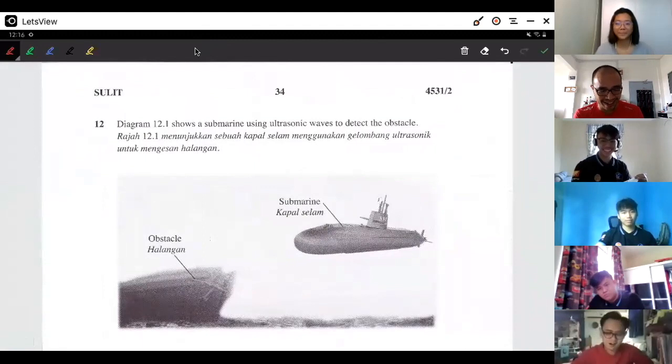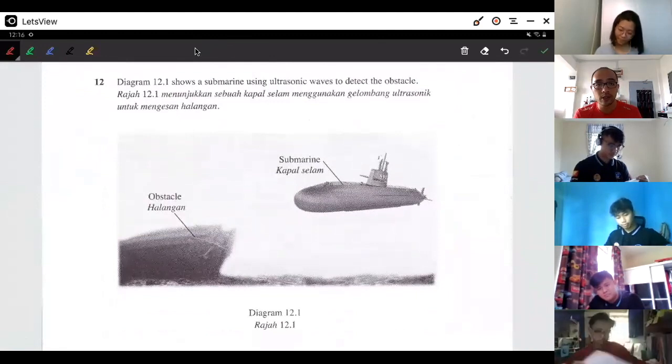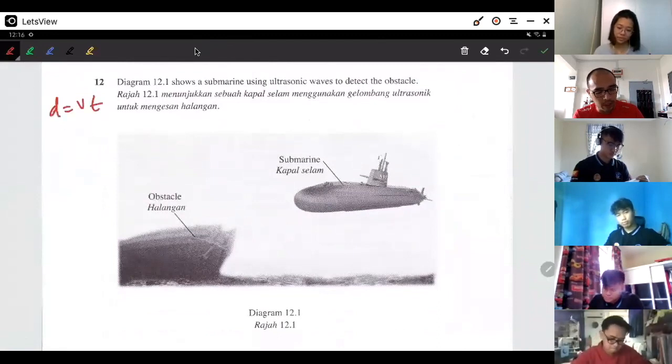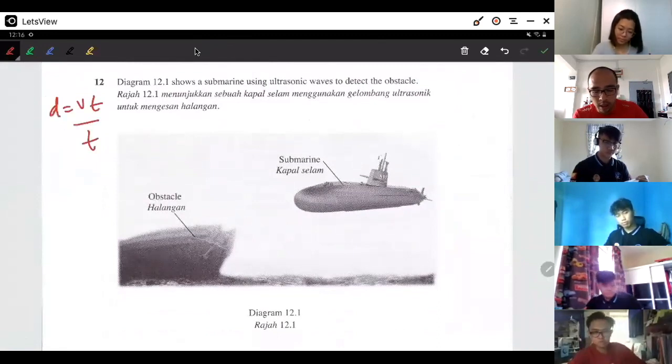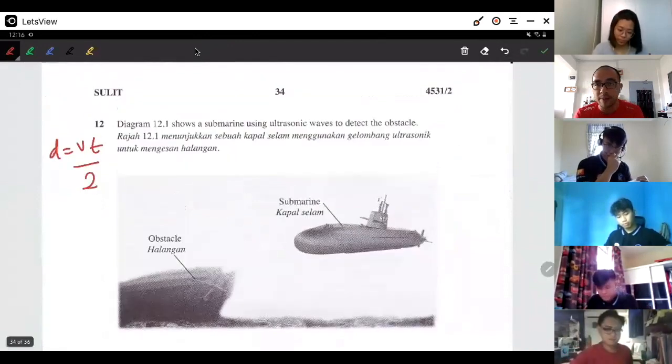Okay, the diagram shows a submarine using ultrasonic waves to detect an obstacle. Whenever you're talking about this obstacle, obviously this is a calculation question. The calculation that comes to mind will be D equals VT over 2.